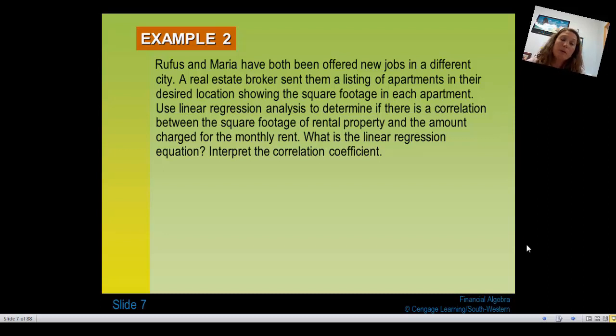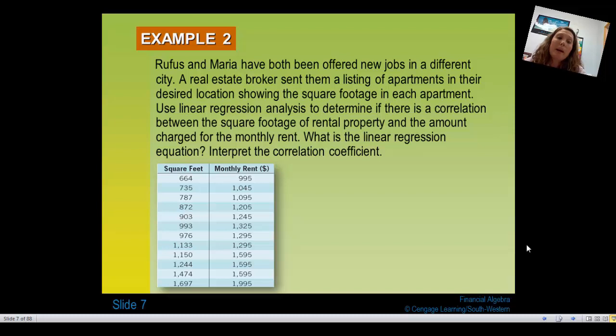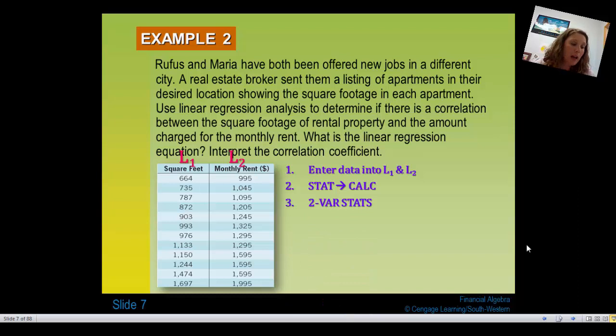So we've done this. So you need to take your chart, and your square footage is your L1 and your monthly rent is your L2 in your calculator. So again, to do that, we have to enter the data into L1 and L2. So we go to Stat, Edit, and then in L1 and L2, enter the information. And then we need to do our calculations. So we go back to Stat, over to Calculate, and we need to do 2 var stats. And we need to go down to LinReg, where it's y equals ax plus b.